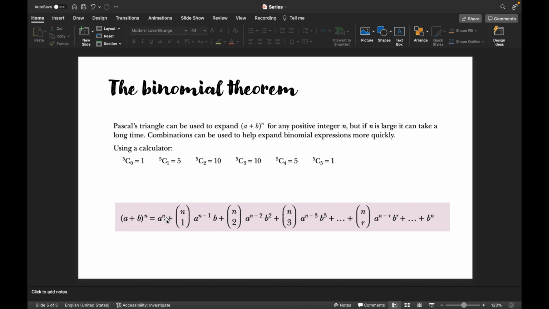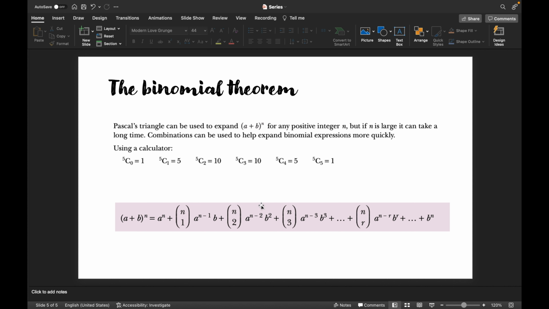So the power of the second element is 0 in the first term, and therefore you do nC0. And then in the second term, the power of b is 1, so therefore you do nC1 and so on. If you're trying to find the coefficient for the second term, we do 2 minus 1, which is 1. If you want to find the coefficient for the fifth element, it's going to be 4 because 5 minus 1 is 4. So you do nC4 and so on.